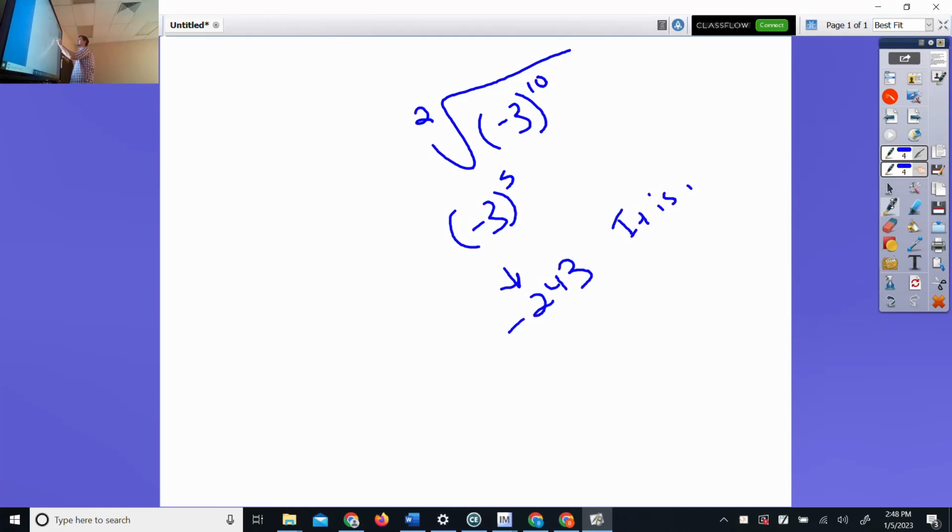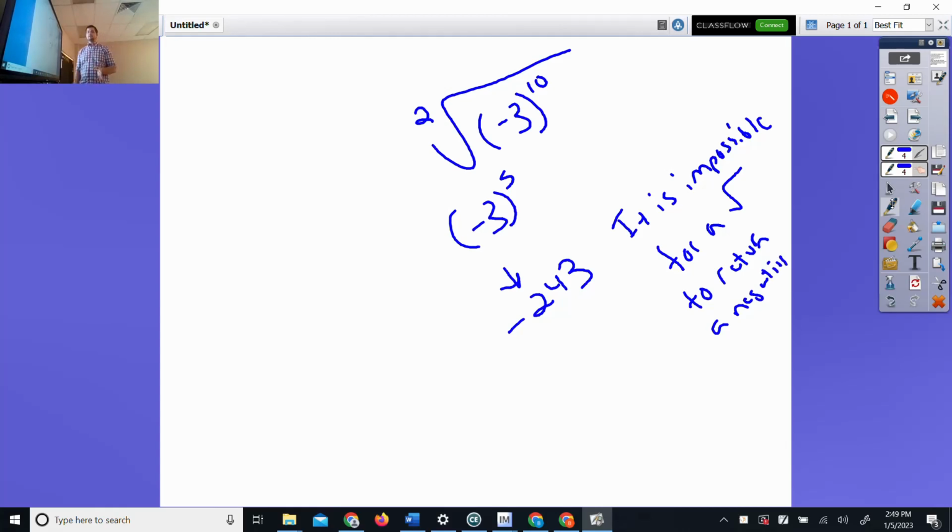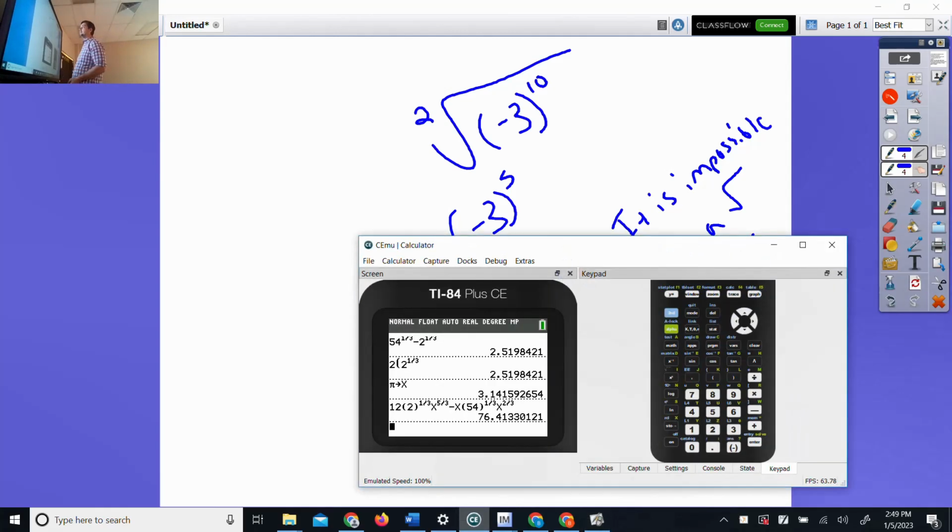It is impossible for a square root to return a negative. It's absolutely impossible. What should have been done, if you were doing this by hand, is you should have figured out what -3 to the 10th was, and then taken the square root, which I hope is 243.